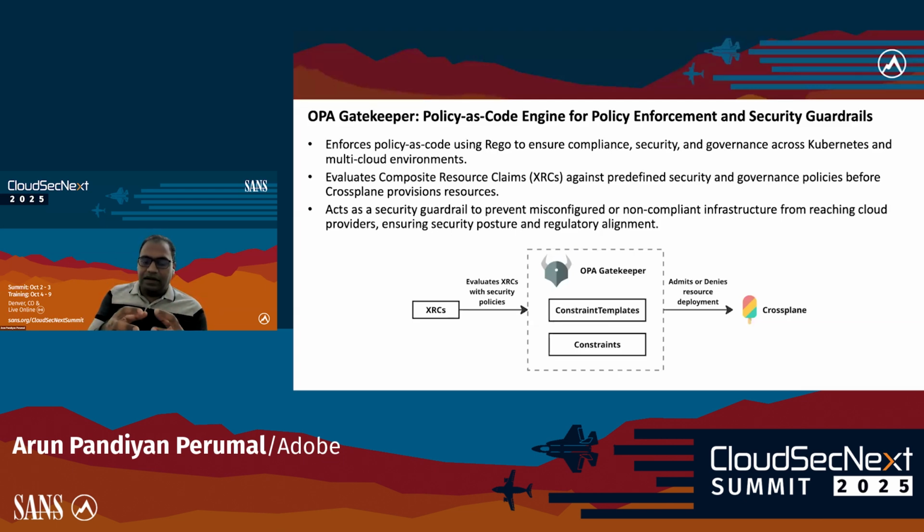If a request or a configuration file doesn't follow the policies, or is non-compliant, then OPA Gatekeeper rejects that resource, and it does not allow Crossplane to provision those resources if they are not compliant.